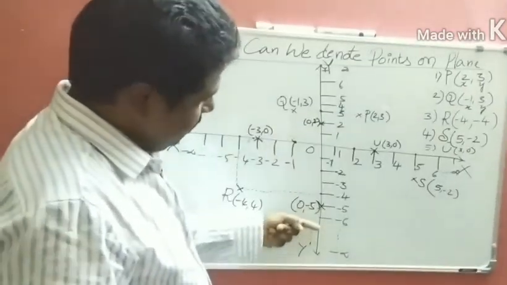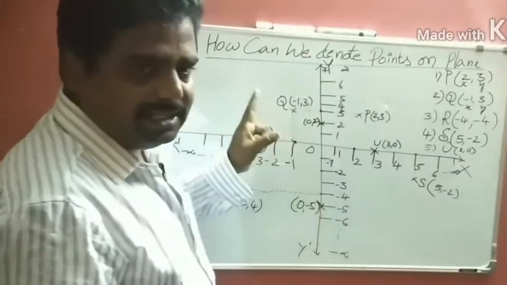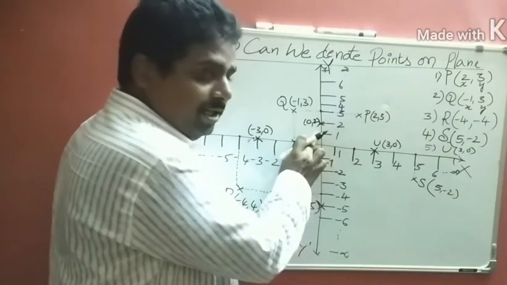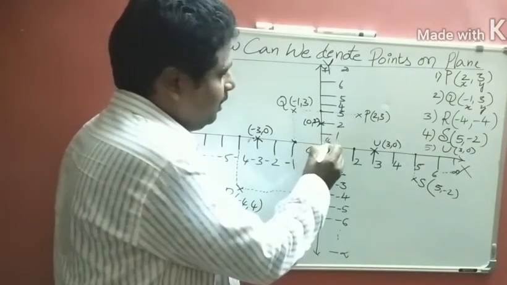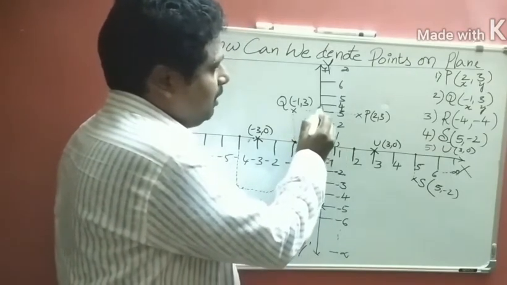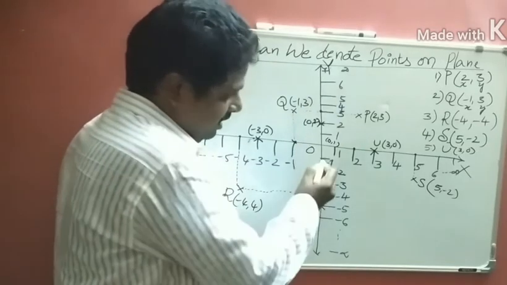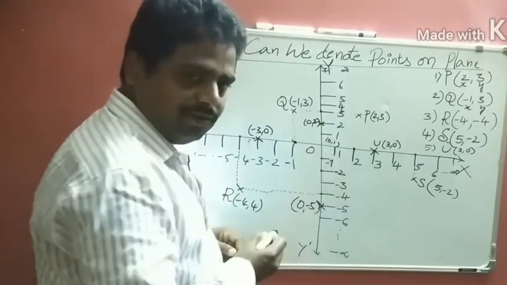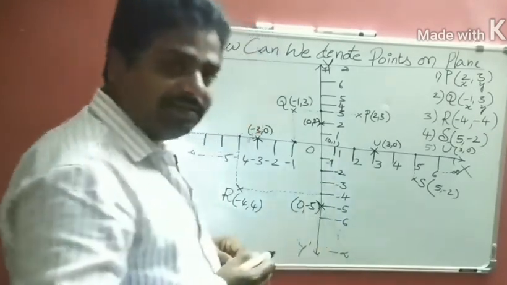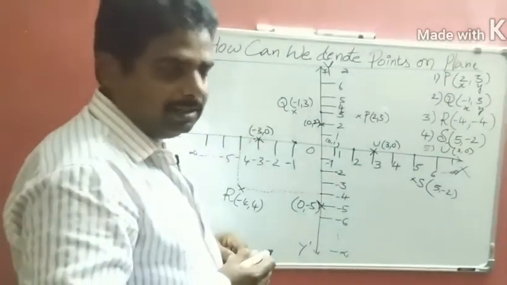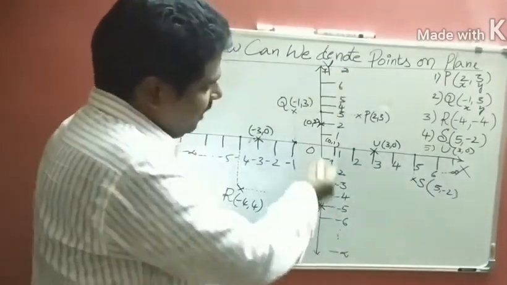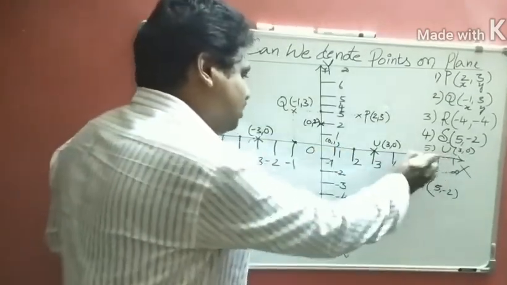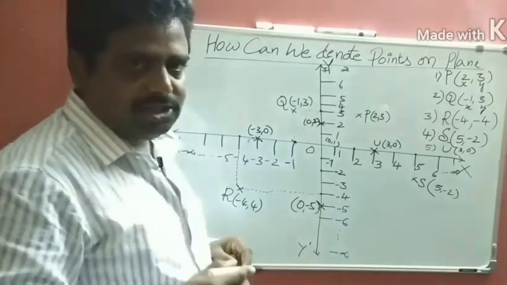Similarly, you take any point on the y-axis, its x-coordinate should be 0. Here it is 1 as a numeric, but in point form it is 0 comma 1. It is 0 comma 2, 0 comma 3, 0 comma 4, 0 comma 5, 0 comma 6. Coming to the downside, 0 comma minus 1, 0 comma minus 2, 0 comma minus 3, 0 comma minus 4, and so on, 0 comma minus infinity. Wherever you take any point on the y-axis, its x-coordinate is 0. Wherever you take any point on the x-axis, its y coordinate is 0. Okay, thank you.